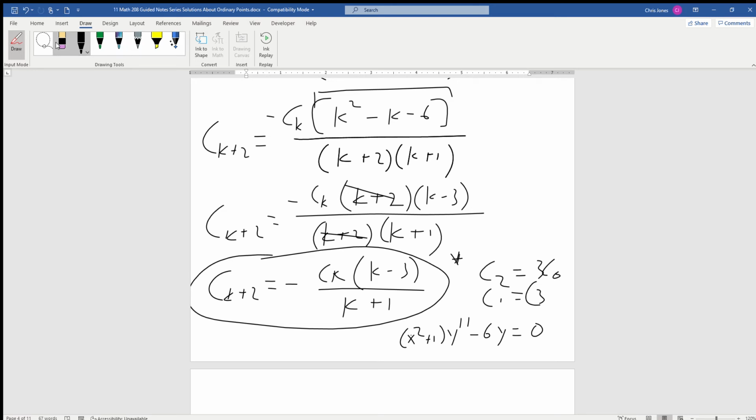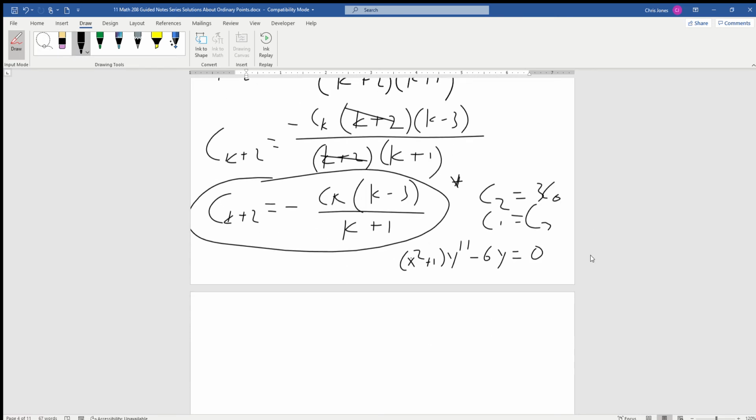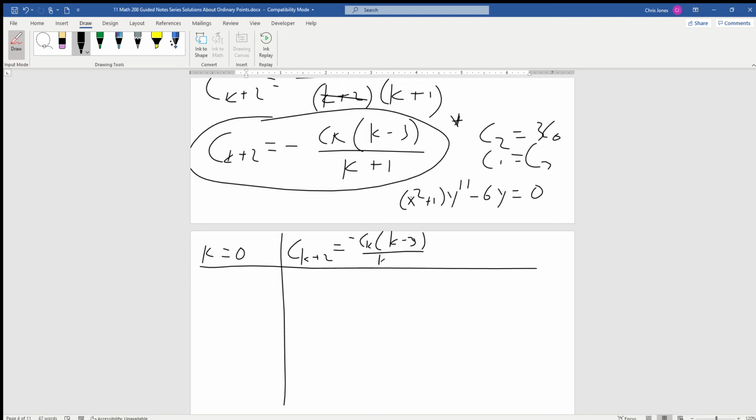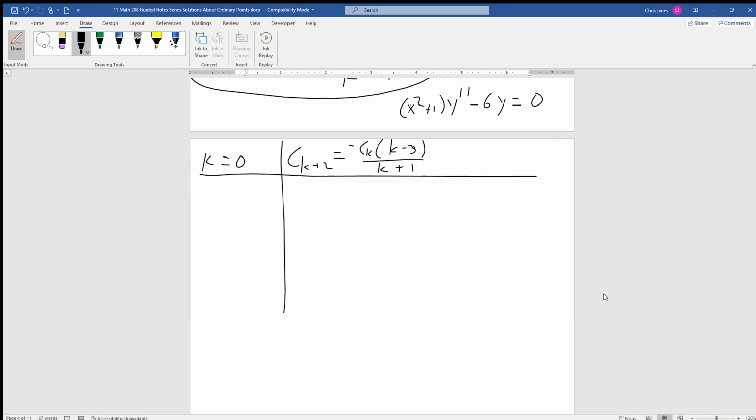All right, we're going to hold on to this information because all this is necessary for us to be able to continue to solve. And now we're going to use our method of iteration. We have k equals 0, and c sub k plus 2 is equal to c sub k times the opposite of k minus 3 over k plus 1. A lot of students always ask me how many different iterations we have to go through, and my response is probably enough just to make sure that you know the pattern.